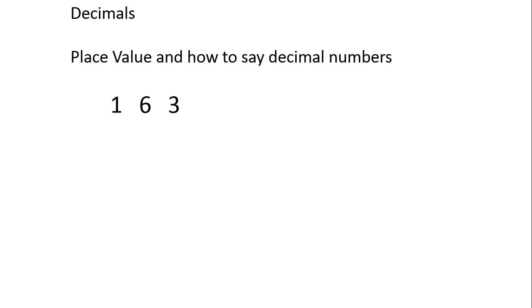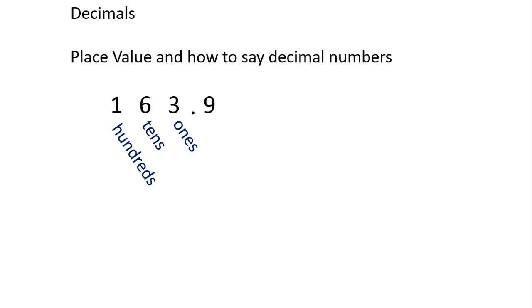So if we look at this number, we would say that's the number 163. We know that the 1 is in the hundreds place, the 6 is in the tens place, and the 3 is in the ones place. So we have 1 hundred, 6 tens, and 3 ones. The decimal point in a decimal number separates the whole number of units from the fractional parts of a unit.